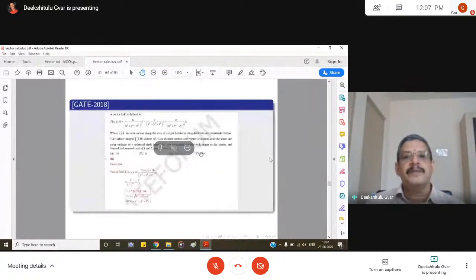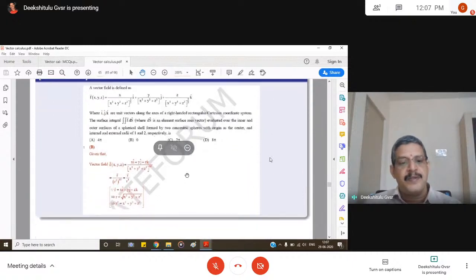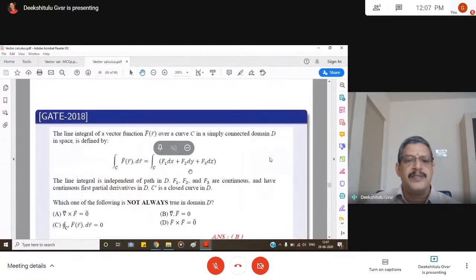So another problem here. A vector field is given by so and so, where i, j, k are unit vectors along the x axis like a Cartesian system. The surface integral of F dot dS varies. Okay, this is actually a surface integral. This problem of surface integral, no need. We will do it in the surface integral problems, not now, at a later stage.